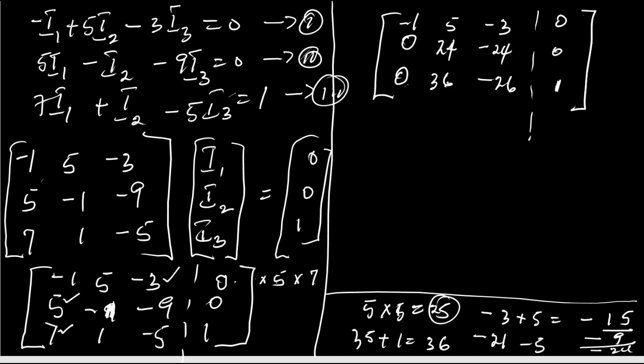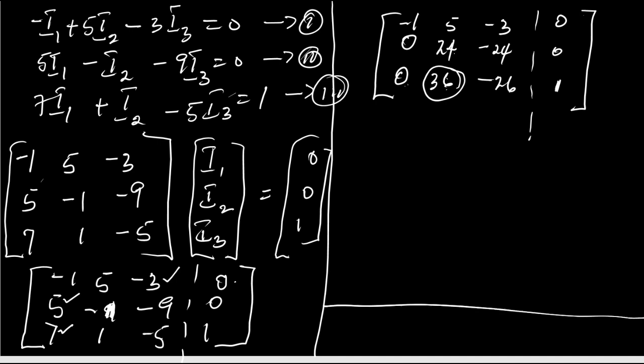Now, to eliminate this 36, 36 is now in the second row. We'll be using 36 in the third row and the second column, and we'll be using 36 and 24. To eliminate 36, I'll multiply 24 by 36 over 24 and subtract from 36.